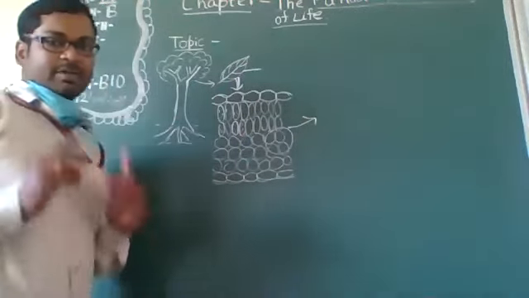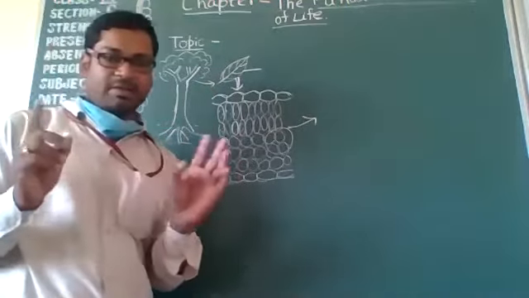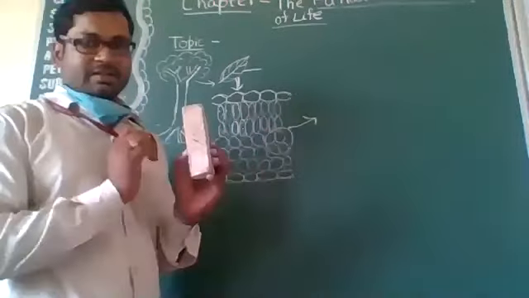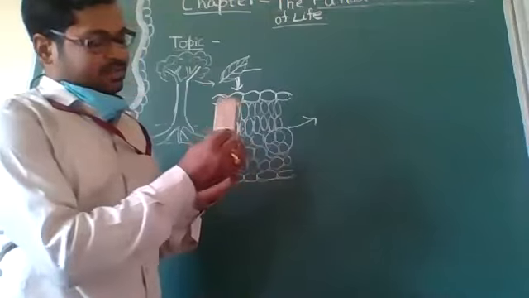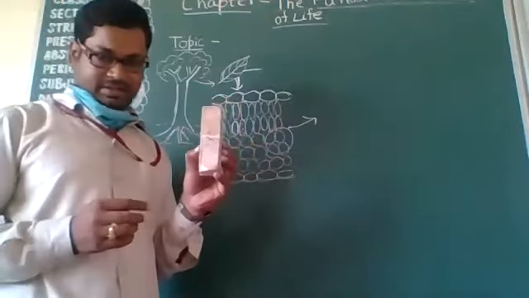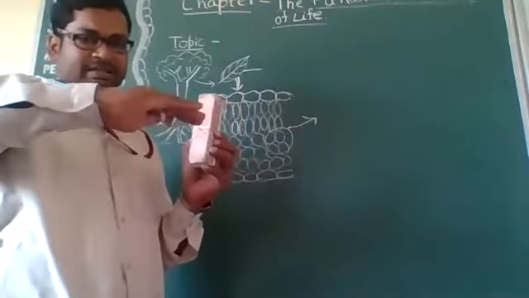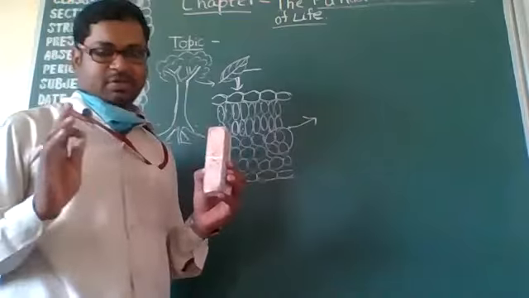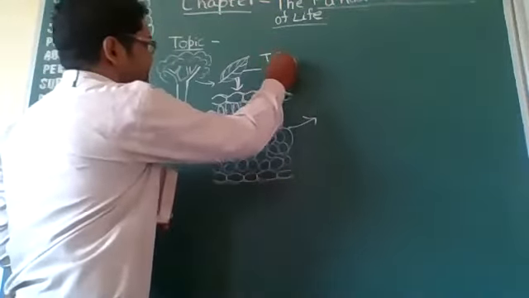When we cut the leaf transversely, what do you mean by transverse? Suppose we cut the specimen in that direction. When we cut anything in that direction, that is called a transverse section. Short form is TS.